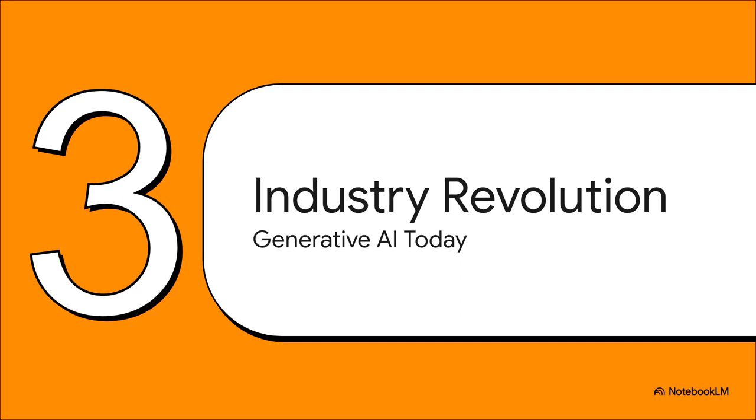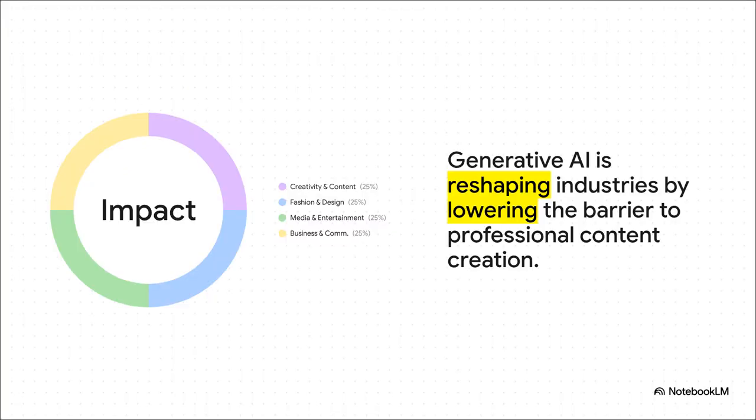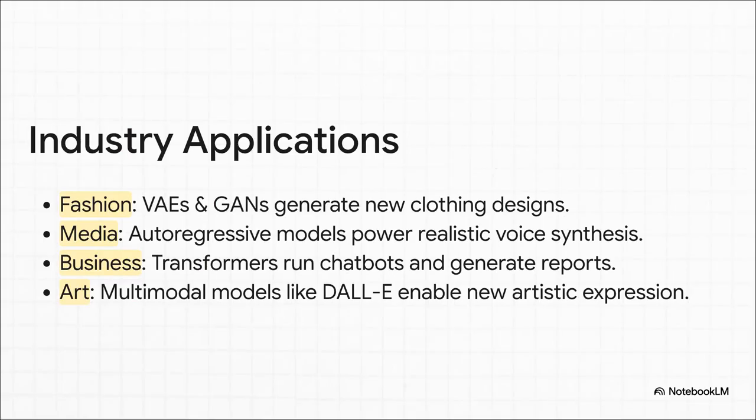So that's all the theory. But what's really exciting is seeing how all these powerful tools are actually being used out in the real world right now. And the short answer is, well, everywhere. It's making huge waves across so many industries, whether we're talking about content creation, fashion, media, or even just day-to-day business communication. And what's so cool is you can draw a straight line from each architecture to these real-world uses. Of course, VAEs and GANs are perfect for dreaming up new fashion designs. It just makes sense that autoregressive models are powering realistic voice synthesis. Transformers are running chatbots in businesses, and multimodal models are opening up entirely new worlds for artists.